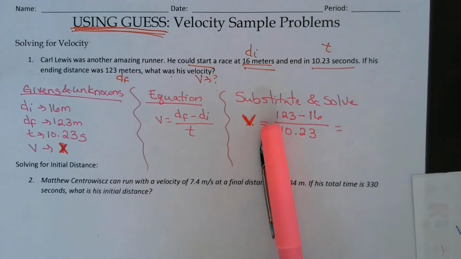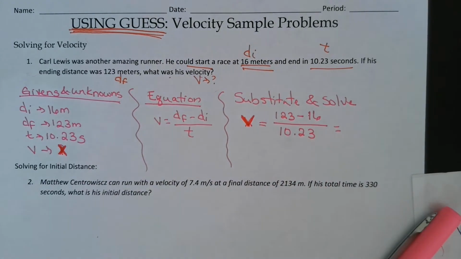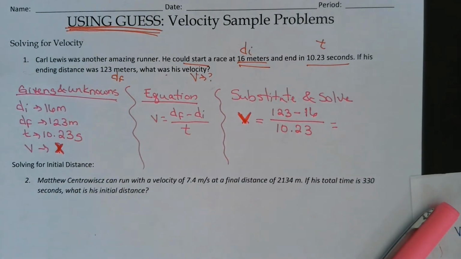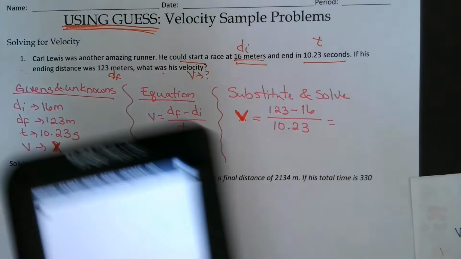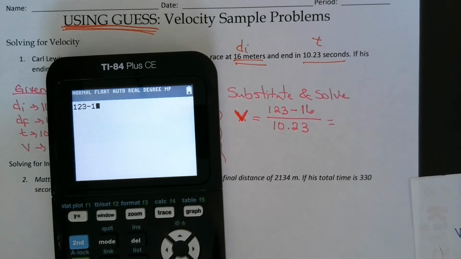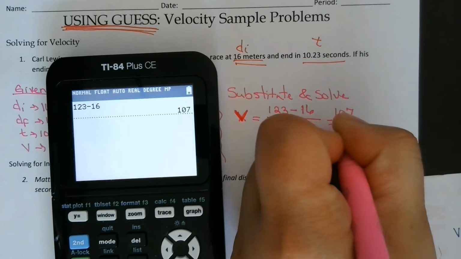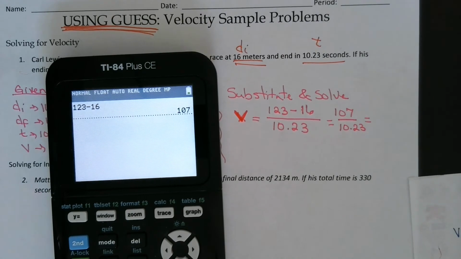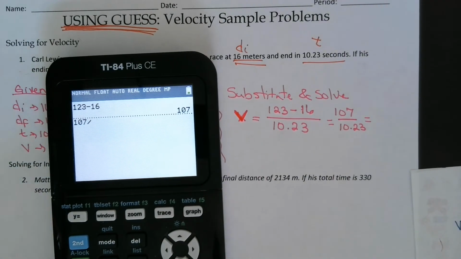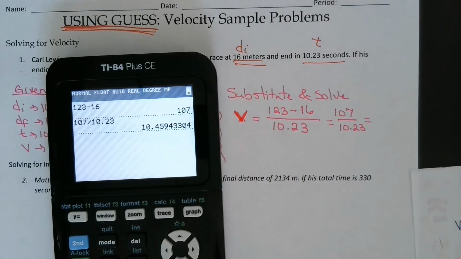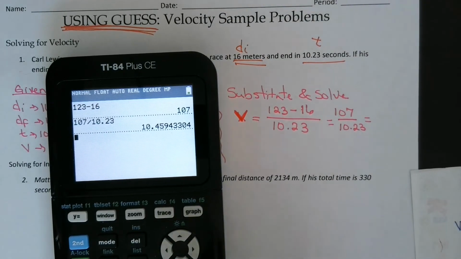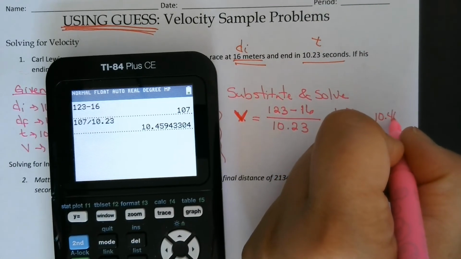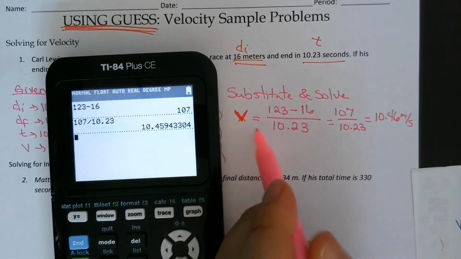Well, anytime you have a fraction, you want to solve the top of the fraction first. If you have pluses or minuses, you want to get just a number. So 123 minus 16 is step one. Now I have 107 divided by 10.23, because I did nothing with that part of my problem. So 107 divided by 10.23 is 10.45 or 46, because we're going to round up, 10.46 meters per second, because it's a velocity.